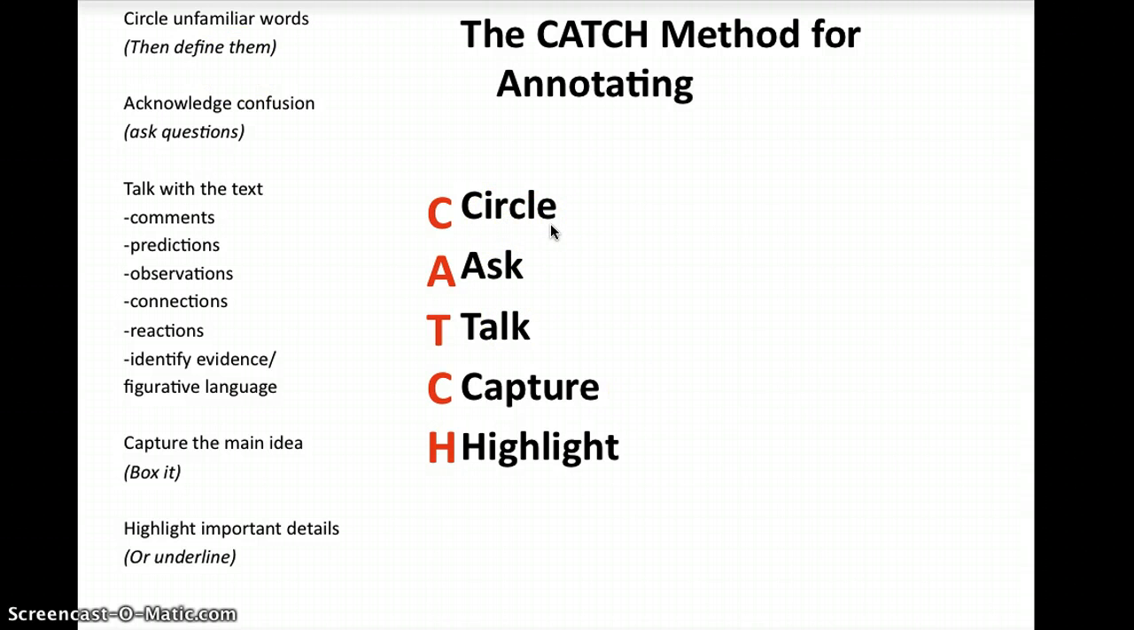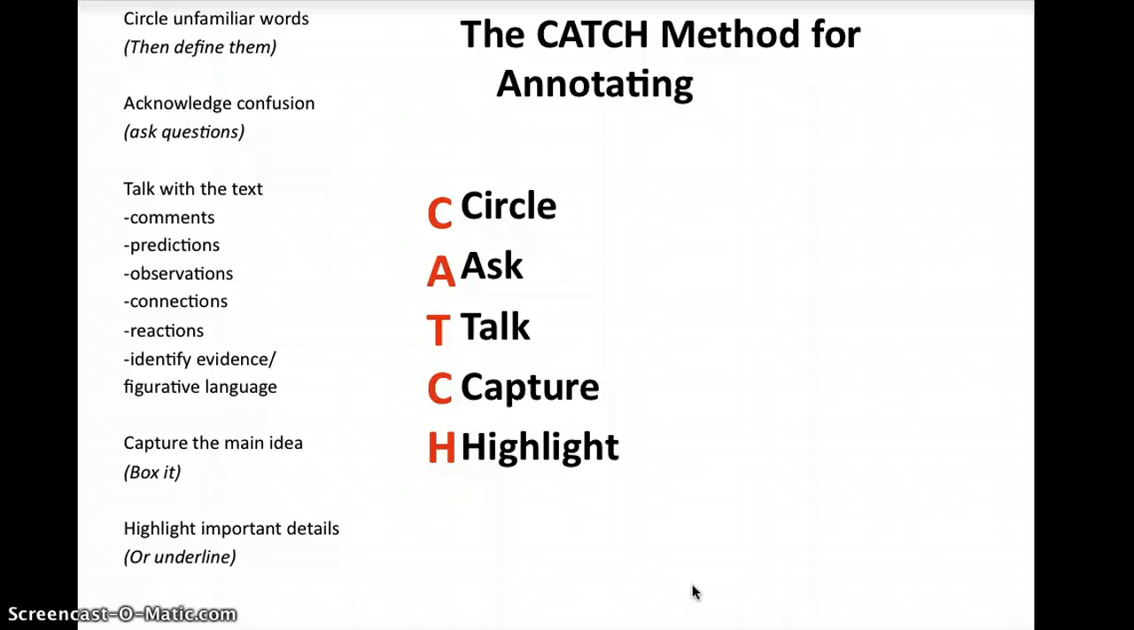We asked students to circle unfamiliar or key terms, acknowledge confusion by asking questions, talk to the text, and you can see there's some options on the side here. Capture the main idea by boxing it. That's especially useful for introduction and conclusion of articles. And then also highlight important details.